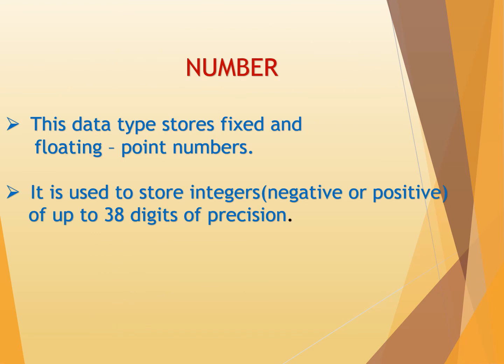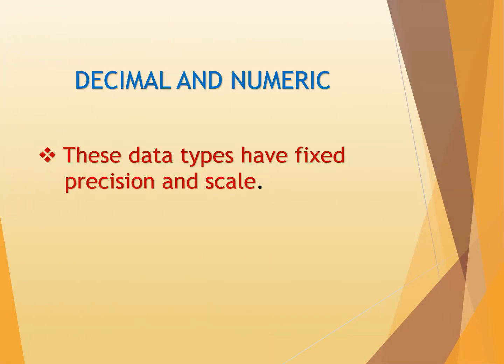Number. Number data type stores fixed and floating point numbers. It is used to store integers of up to 38 digits of precision. Decimal and numeric. This data type has fixed precision and scale. The precision defines the total number of decimal digits to store within the number. This includes digits to the left and right of the decimal. The scale defines the total number of decimal digits to the right of the decimal.